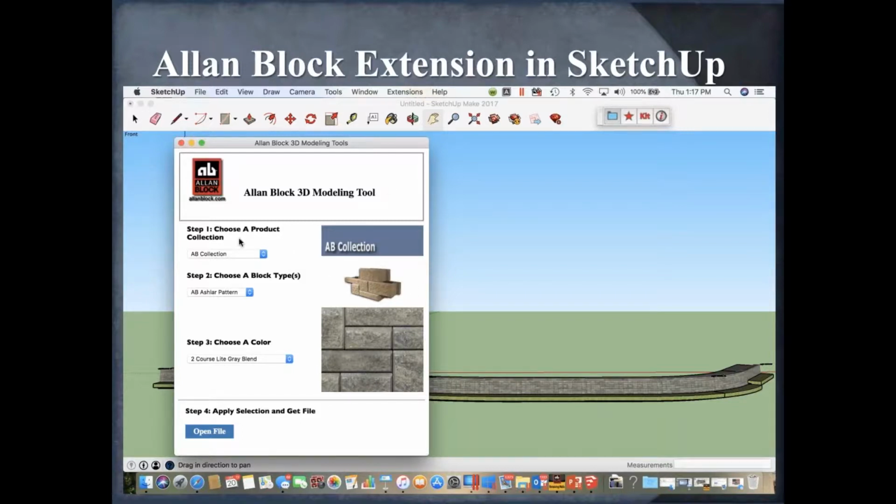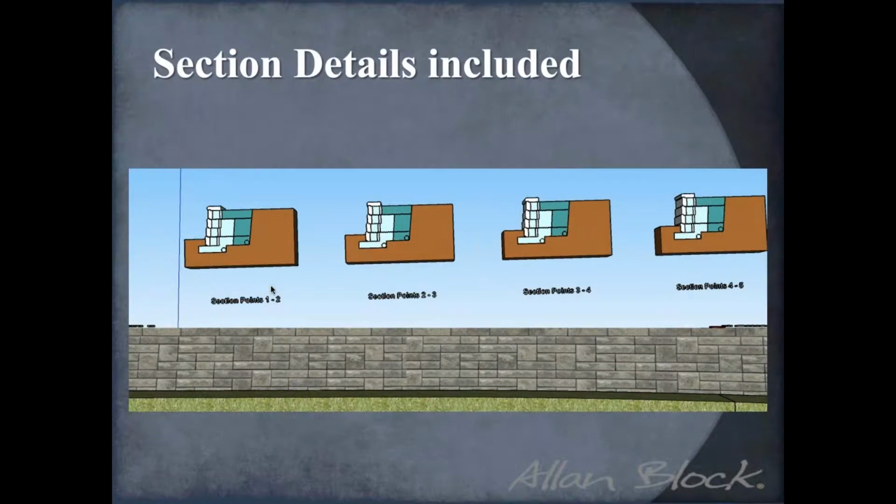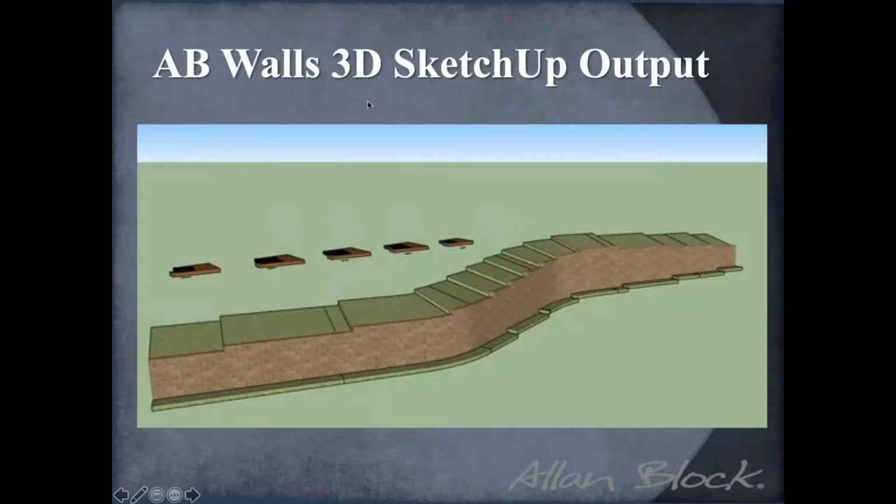Basically, our extension inside of SketchUp is called the Allan Block 3D modeling tool. When you open it up and open a file, you'll want to choose a collection, choose the block type, and then choose a color. We'll show that in just a bit, but it is really useful. You can see here the models are fully textured when they come in. They're to scale, and you also get those cross sections as well.